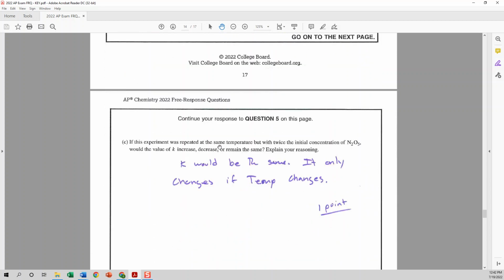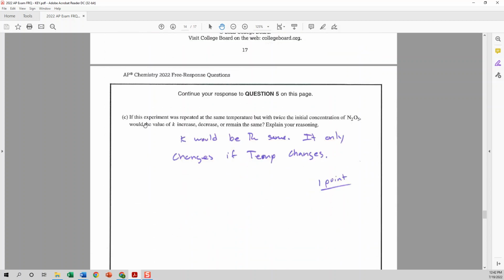Okay. And then part C, if this experiment was repeated at the same temperature, but with twice the initial concentration of N2O5, would the value of K increase, decrease, or remain the same? Okay, so if they had asked about the rate instead of K, because it was first order, if you double the concentration of a first order reactant, the rate doubles. But they're not asking about the rate, they're asking about K, which is the rate law constant. And the key word there is constant.